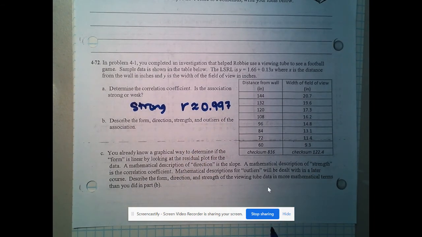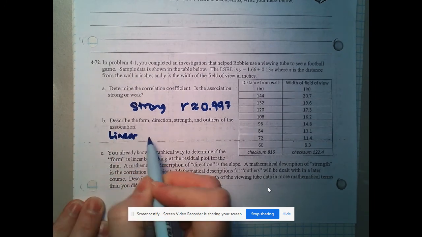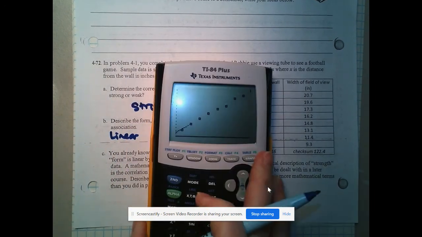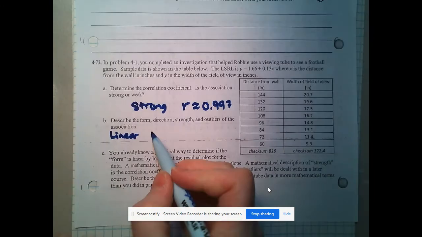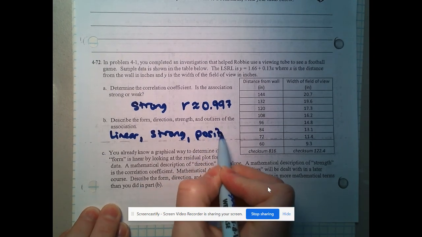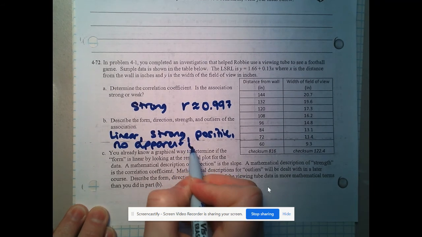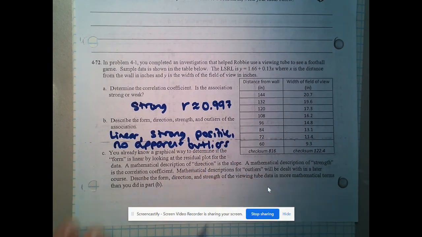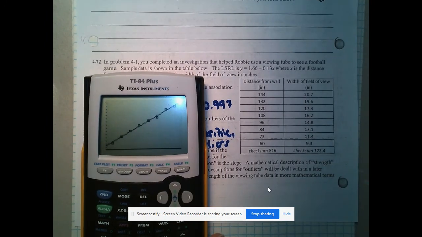Describe the form, direction, strength, and outliers. We would say it is linear. I mean, for all intents and purposes, guys, take a look. It's linear. It does not look curved, but we can check. Linear, strong, positive, and no apparent outliers. That last thing that we'd want to do, just to be sure if it was in fact linear, was the residuals and the residual plot.